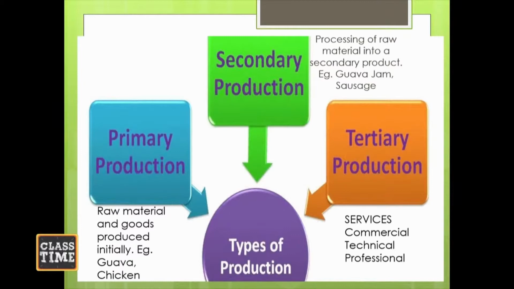So, after production on the farm, what is my result? For example, I'm planting a crop. I harvested guavas. I reared chicken. So, my raw material would have been my chicken and my guava. Those are classified as primary production on the farm.